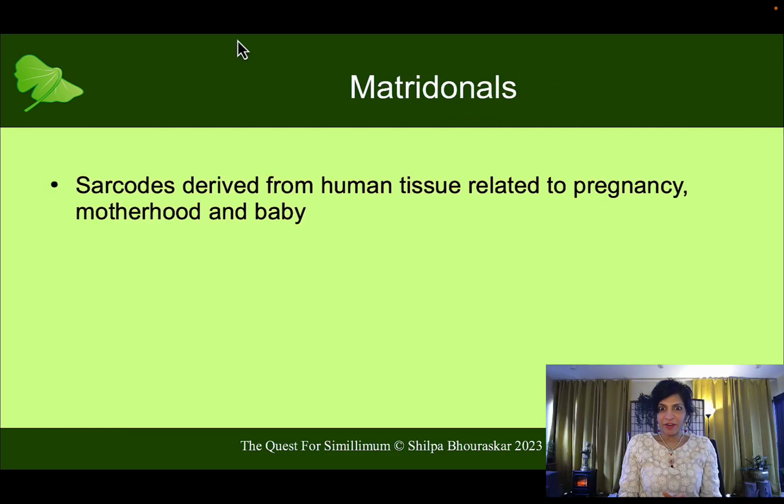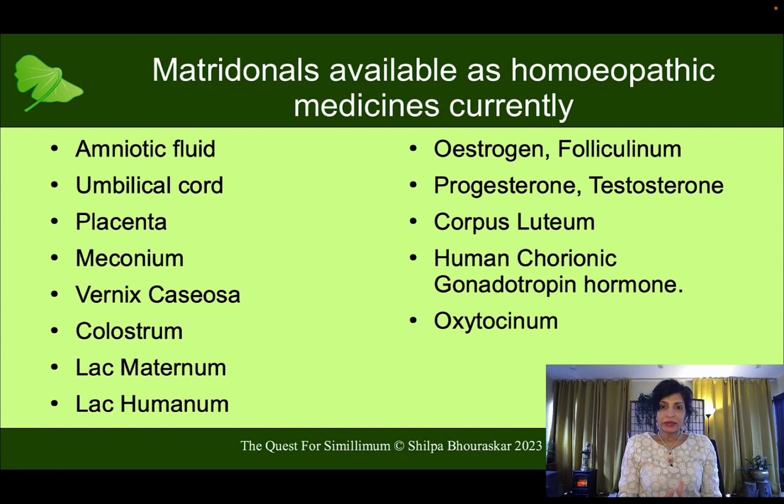So what exactly are matridonals? These are basically remedies that are created, or sarcodes, which means homeopathic remedies created from healthy tissue, and these are derived from human tissue related to pregnancy, motherhood, and the baby. All right, so what remedies do we have in our database today? Currently, these are the different remedies that are available as matridonals. On the left side, I've put in all the sarcodes, and on the right side, I've put in all the hormones related during that period.